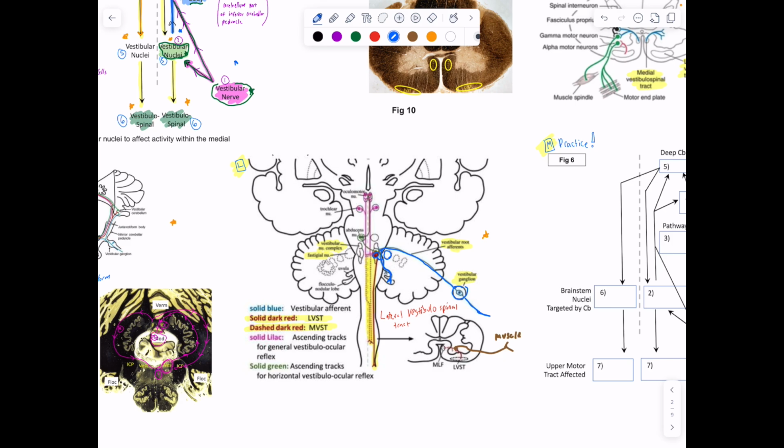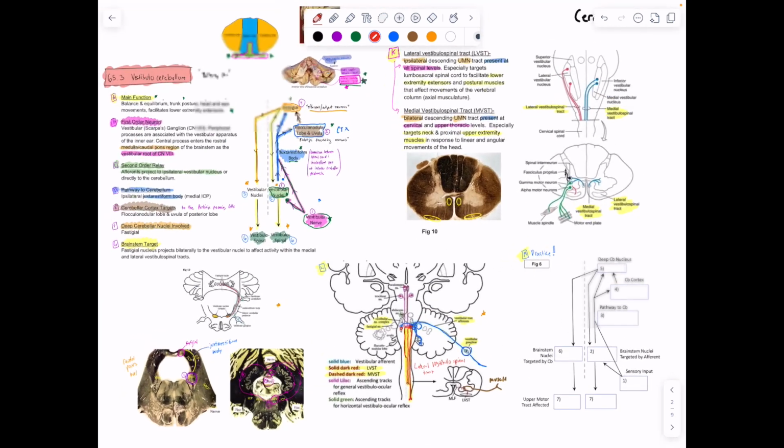And then from the fastigial nucleus, you're going to go bilateral to the vestibular nuclear complex. And then from the vestibular nuclear complex, you're going to send out a lateral vestibular spinal tract, and you're going to send out a bilateral medial vestibular spinal tract. Again, we'll talk about that more in just a second.